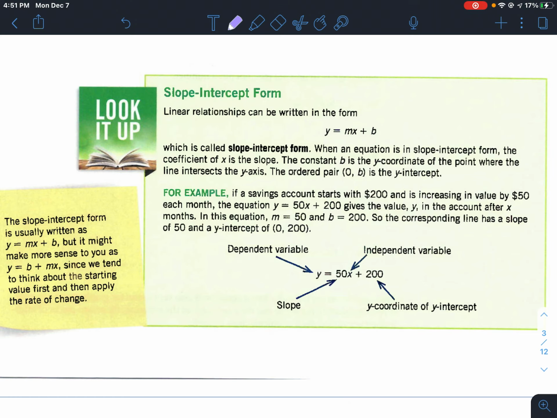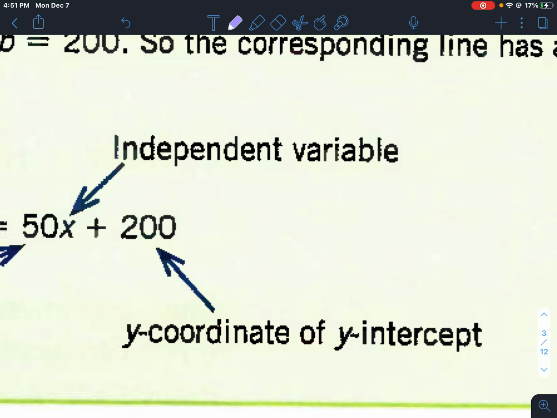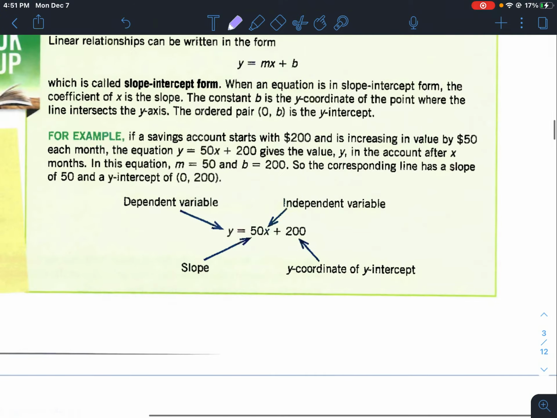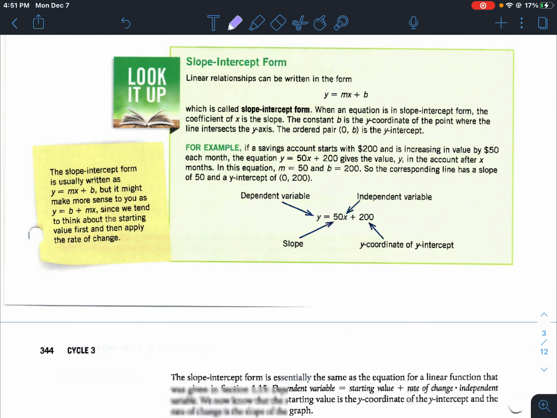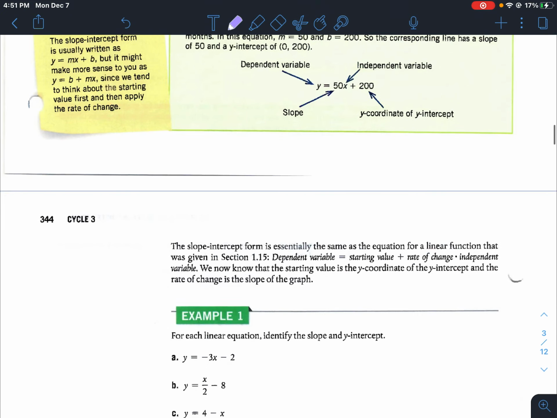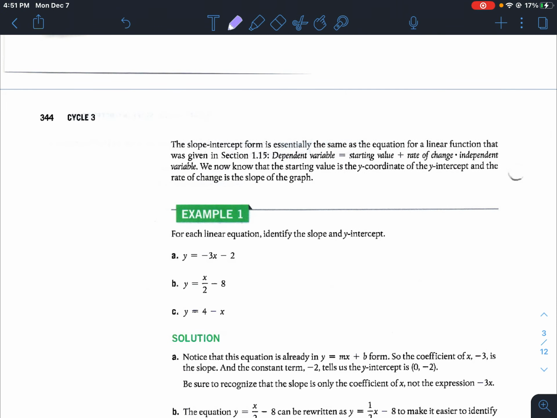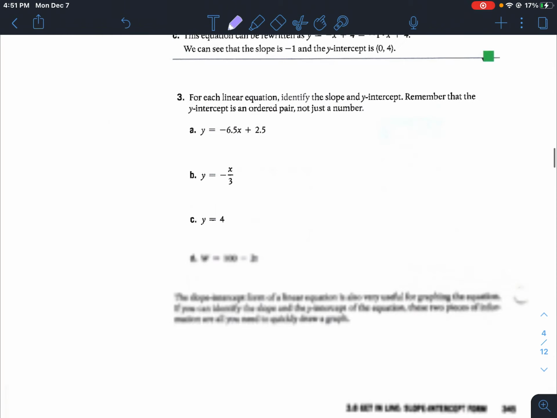It's depending on everything else that's happening over here. So it depends on the slope, it depends on the independent variable, and it depends on the starting value, or the y-intercept. And that would be on the y-axis. All right, moving right along to number 3.